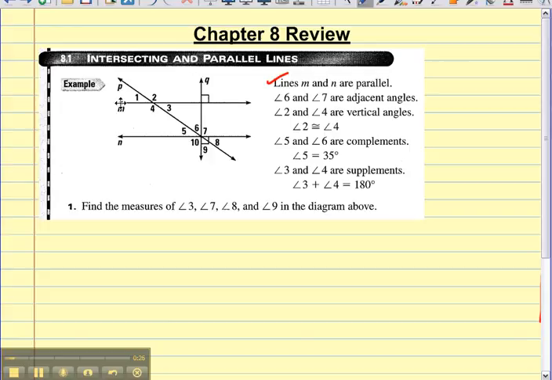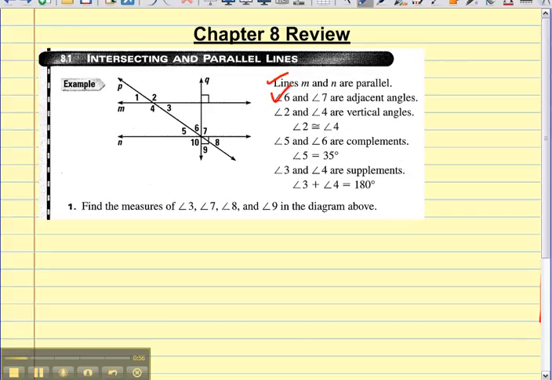Angles 6 and 7 are adjacent angles. What does adjacent mean? They're next to each other. Adjacent angles are right next to each other. They share a side. That's angle 7, and that's angle 6, and this is the side they share. So they told us those two are adjacent angles, right next to each other.